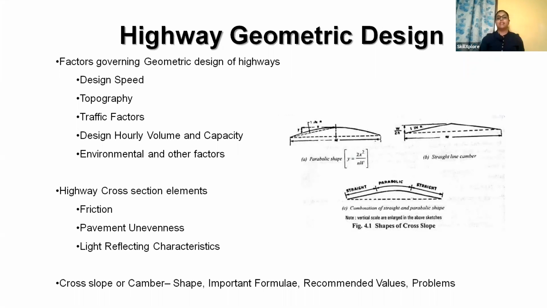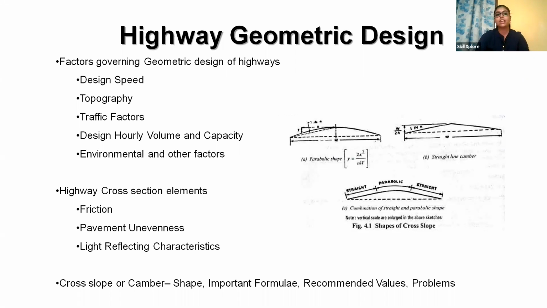Before starting the design of the highway geometric characteristics itself, we have to understand which factors will be governing the geometric design of highways. As you can see in the slide, the major factors are design speed, topography, traffic factors, design hourly volume and capacity, environmental and other factors. We'll see them one by one. I'm not giving the complete lecture here. I'm just giving the areas we'll be covering in our classes, and how we'll be covering them.